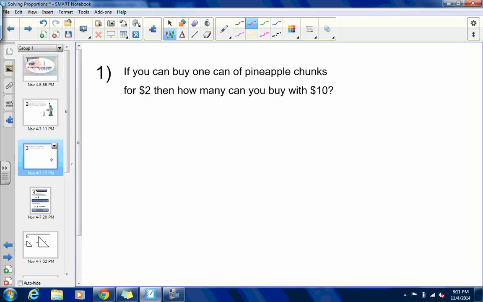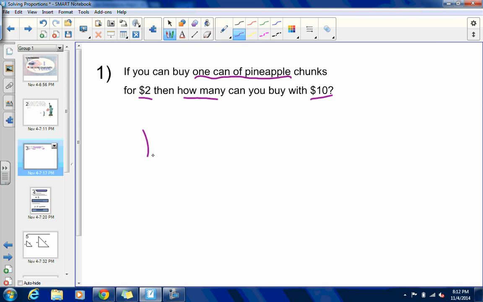All right. So I want you to think about this. If you buy one can of pineapple chunks for $2, then how many can you buy with $10? Okay, so I want you to think about what we've been talking about with the ratios, and I want you to set up a couple ratios that we can turn into a proportion. All right, so let's look at what we have here. It says we have one can of pineapple chunks for $2, and we want to know how many for $10. So let's set up that first one.